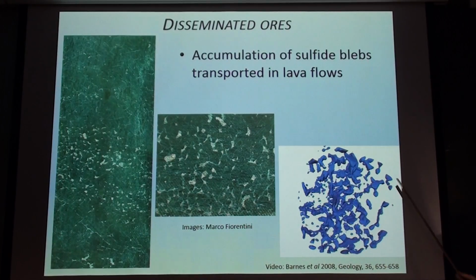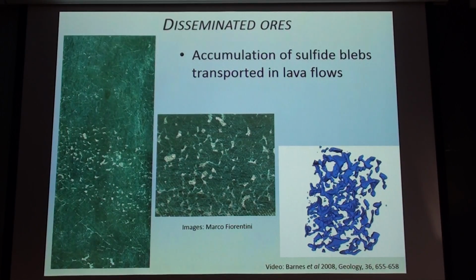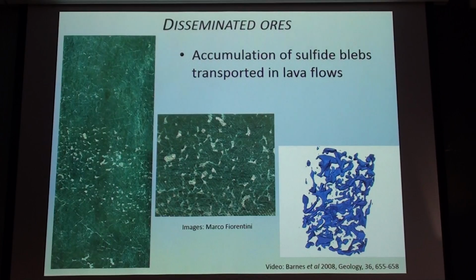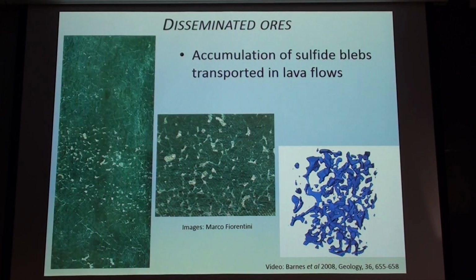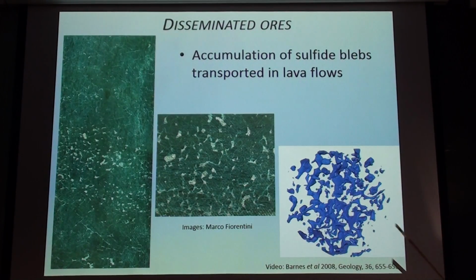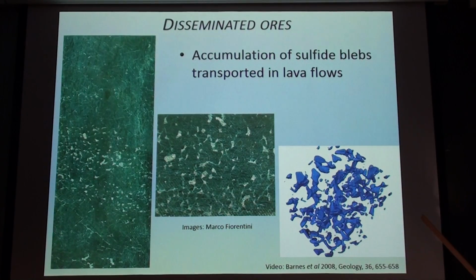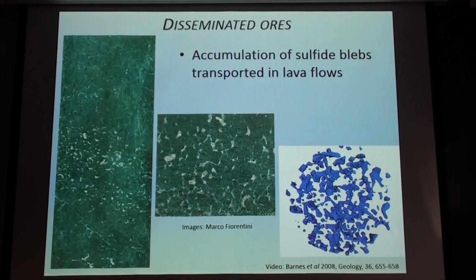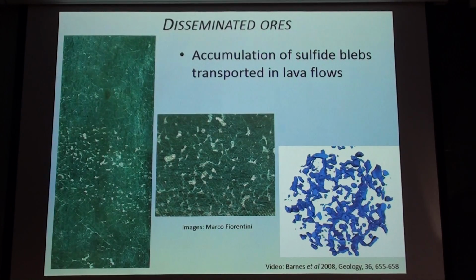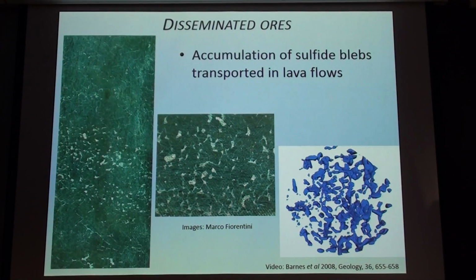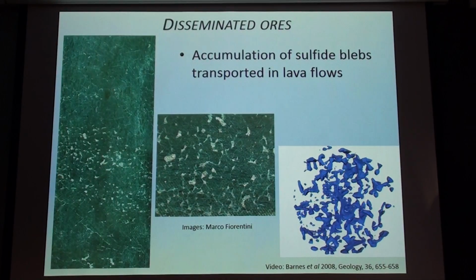This was created using microcomputed tomography, micro-CT, where the sulfides have a density that is different from that of silicates, and so will give a different response, and hence can generate reconstructions like that.